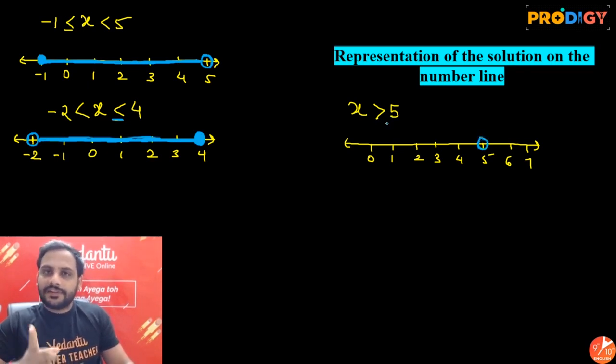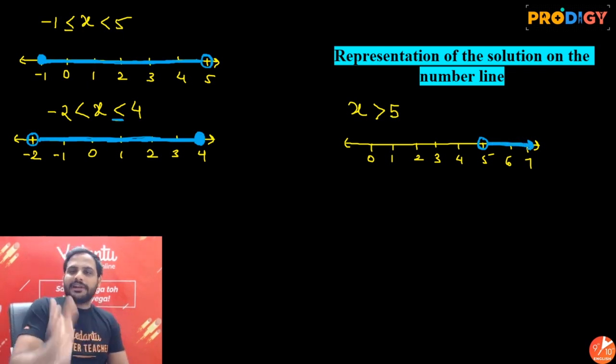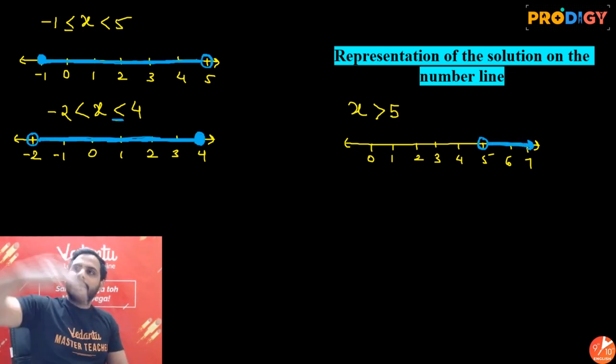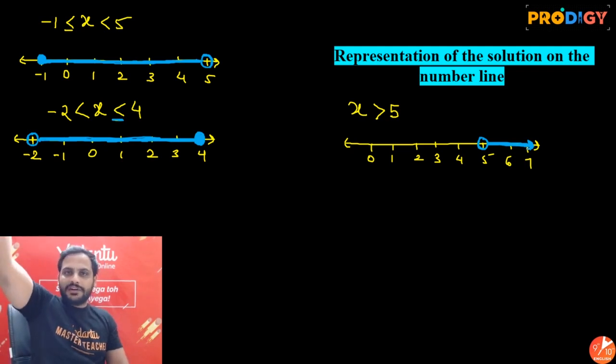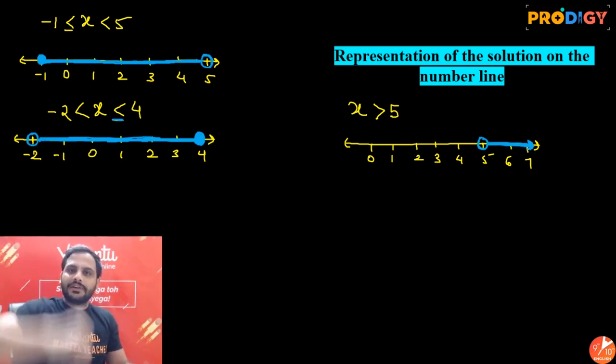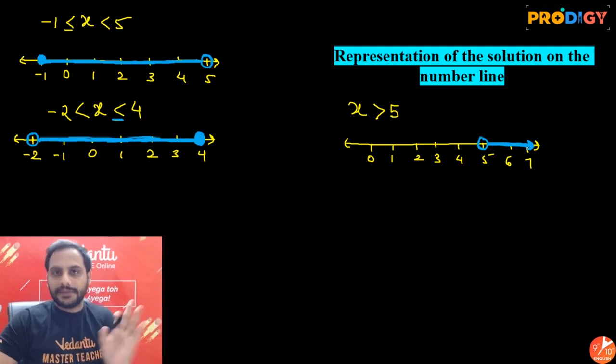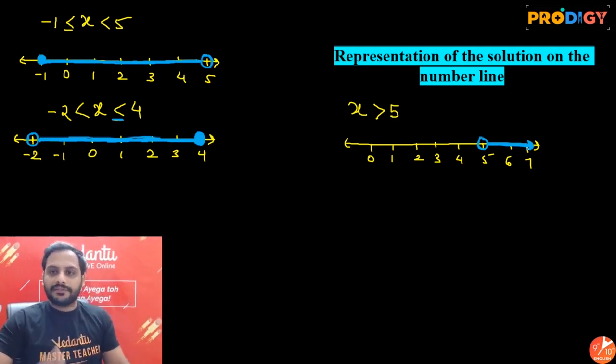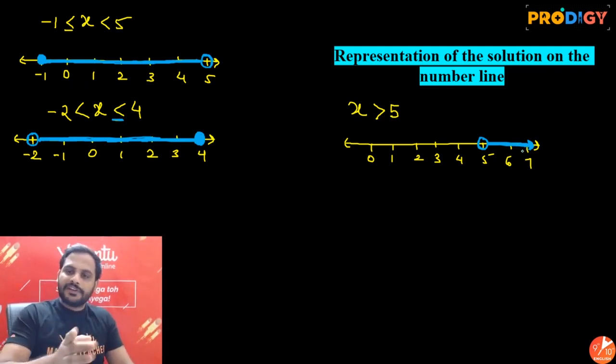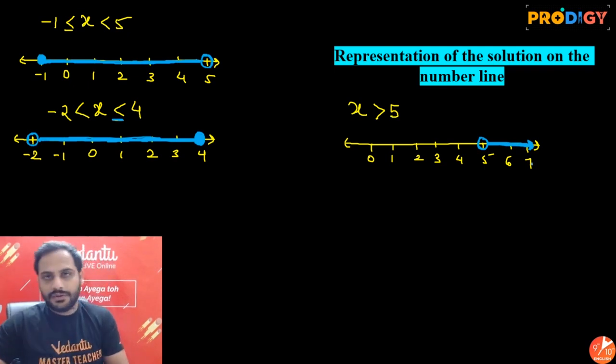Then x is greater than 5, so it should be on the right hand side, in the right direction, and you can mark an arrow over here because it will keep going till infinity. There is no limit. X can be as big as you want. It can go to 10,000, 11,000, 1 lakh, 10 lakh, billion, trillion, anything. All those values which are greater than 5. So just an arrow, which means it will continuously go there.